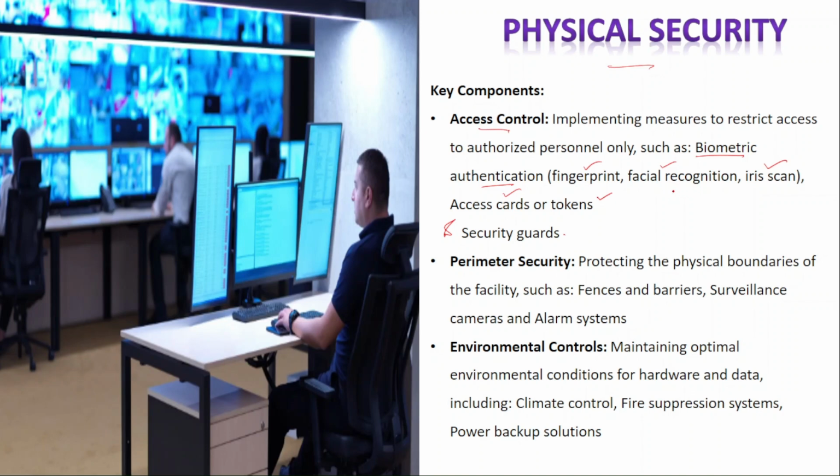servers, database servers, etc. Perimeter security, so protecting the physical boundaries of the facility, such as fences, barriers, surveillance cameras, and alarm systems. So these measures are employed to protect the outer perimeter of your facility. And environmental controls, such as maintaining optimal environmental conditions for hardware and data, including climate control, fire suppression systems, and power backup solutions. So these environmental controls also come under physical security, because they prevent the degradation of hardware as well as the data hosted inside the hardware.